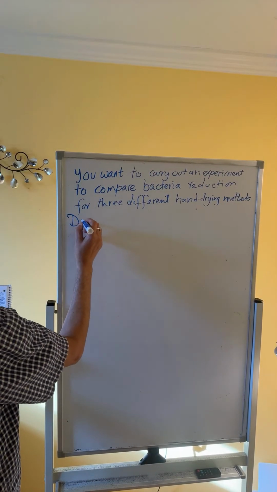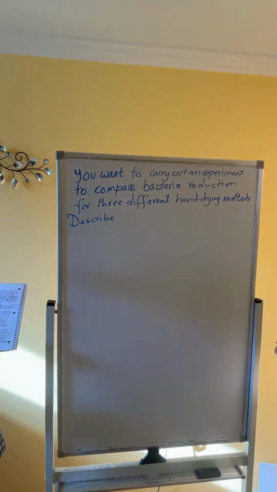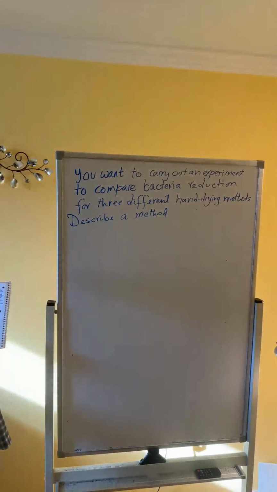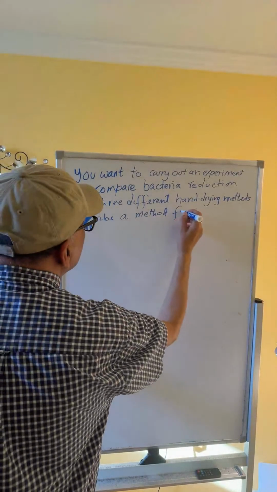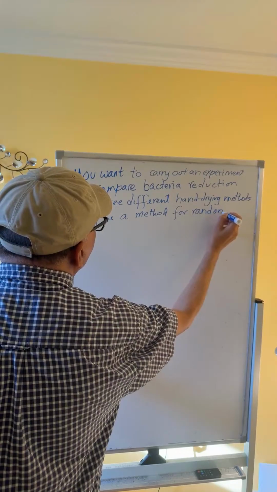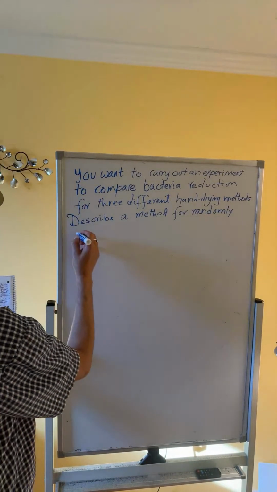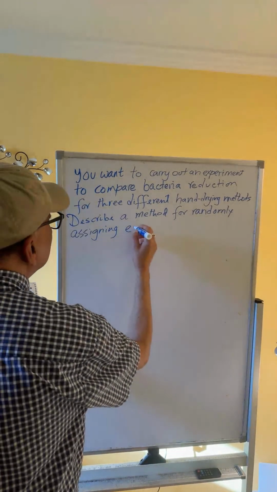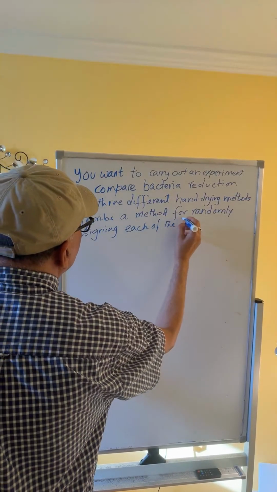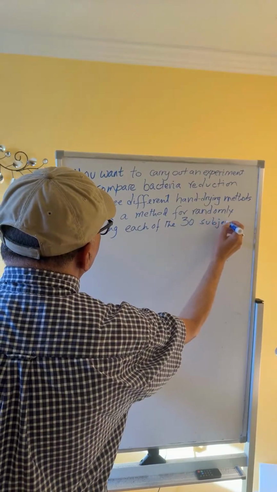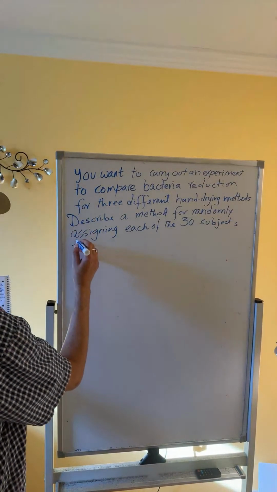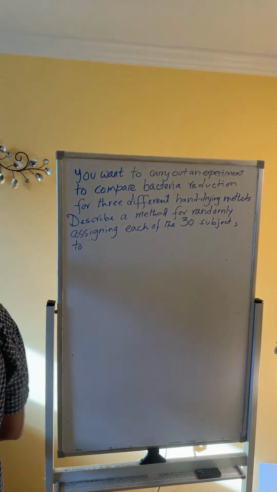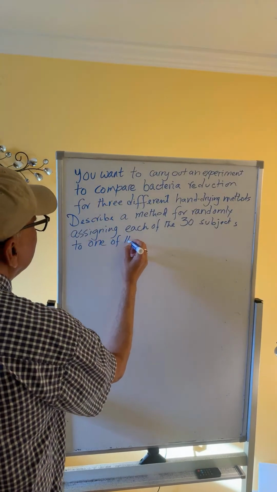Describe. So describe, that is the actual question. Describe then a method for randomly assigning each of the 30 subjects to one of the hand drying methods.